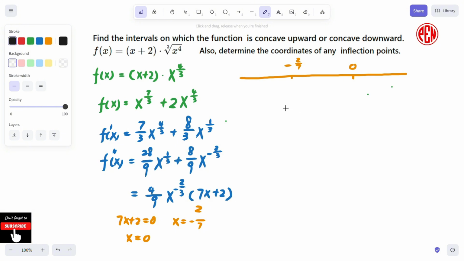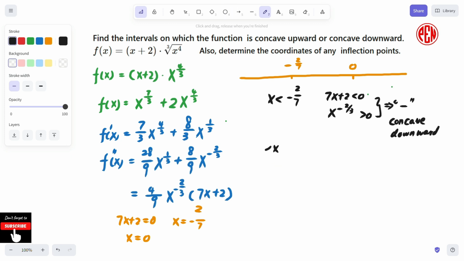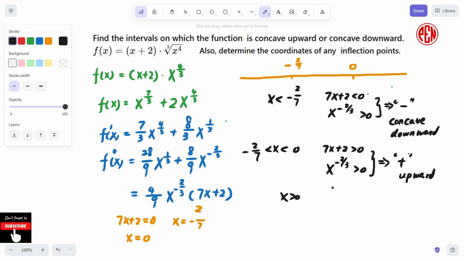Next step is sign analysis for concavity. Let's test the sign of the second derivative in each interval. First, for values of x less than negative 2/7, the term 7x plus 2 is negative, and the x to the negative 2/3 factor is always positive. So the product is negative. That means the function is concave downward in this region. Next, for values of x between negative 2/7 and 0, 7x plus 2 is now positive, and the x to the negative 2/3 term is still positive. So the second derivative is positive. That means the graph is concave upward in this interval. Lastly, for values of x greater than 0, both parts of the second derivative are positive again, so the function remains concave upward.